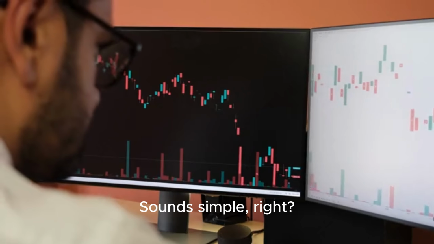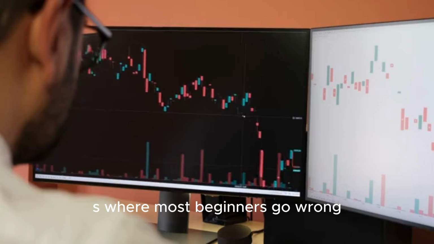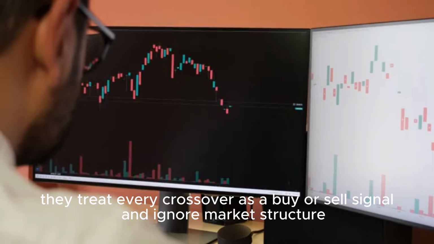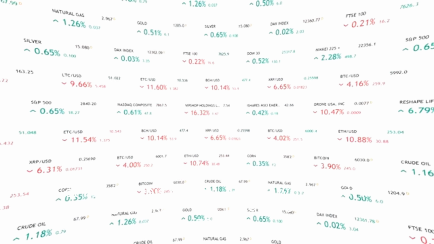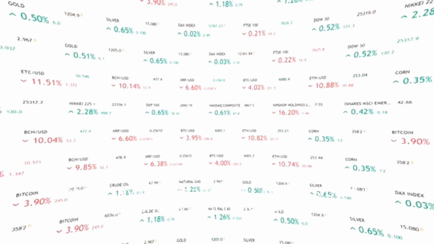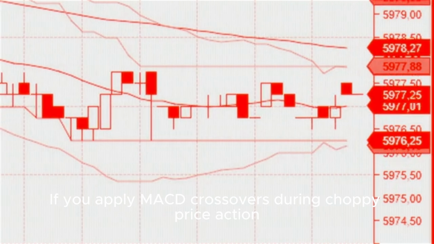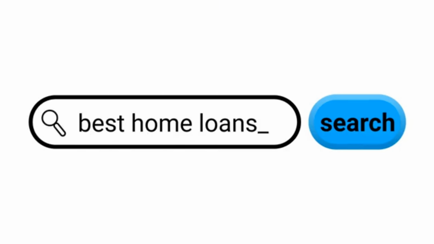Sounds simple, right? But here's where most beginners go wrong. They treat every crossover as a buy or sell signal and ignore market structure. Let me say this clearly. MACD works best in trending markets, not ranging or sideways zones. If you apply MACD crossovers during choppy price action, you'll likely get faked out. Here's how to use it properly, step by step.